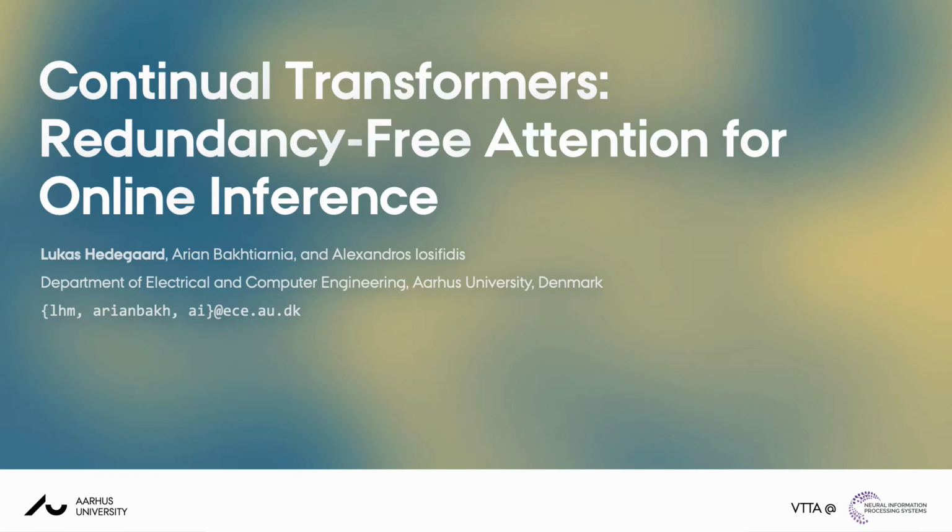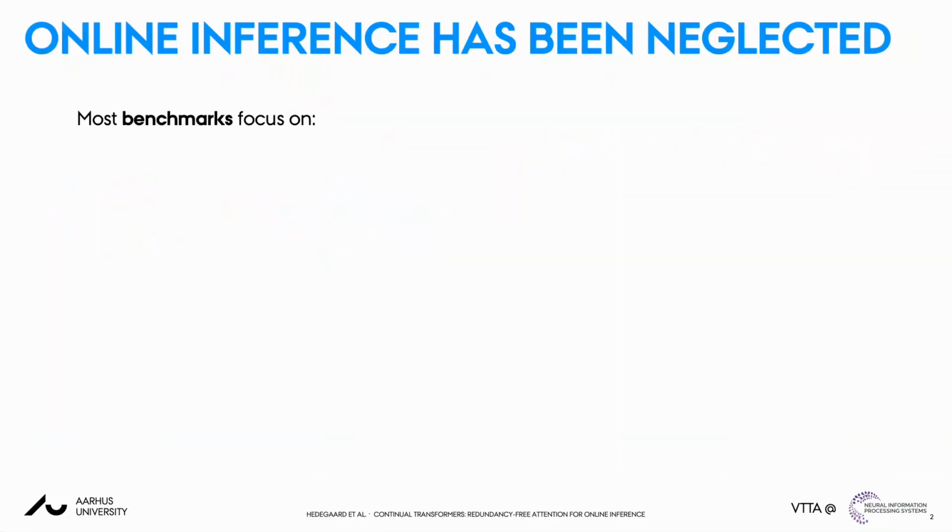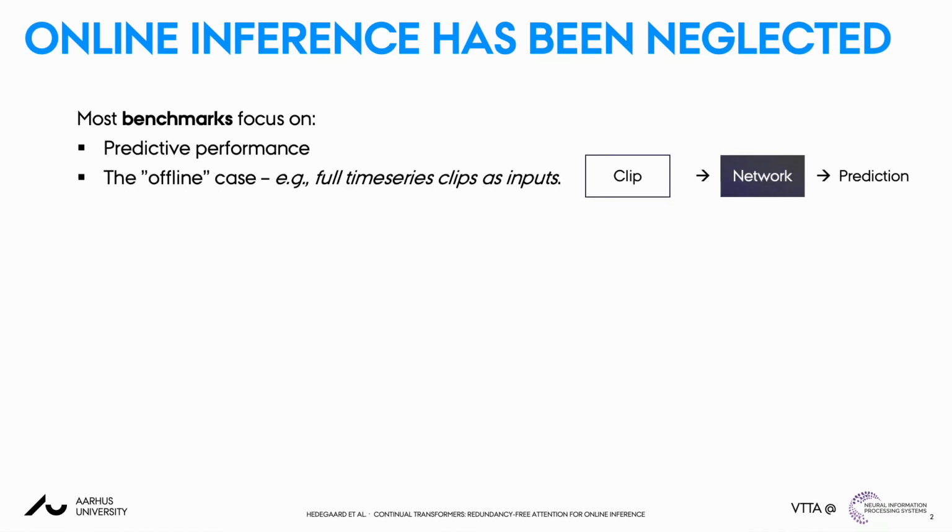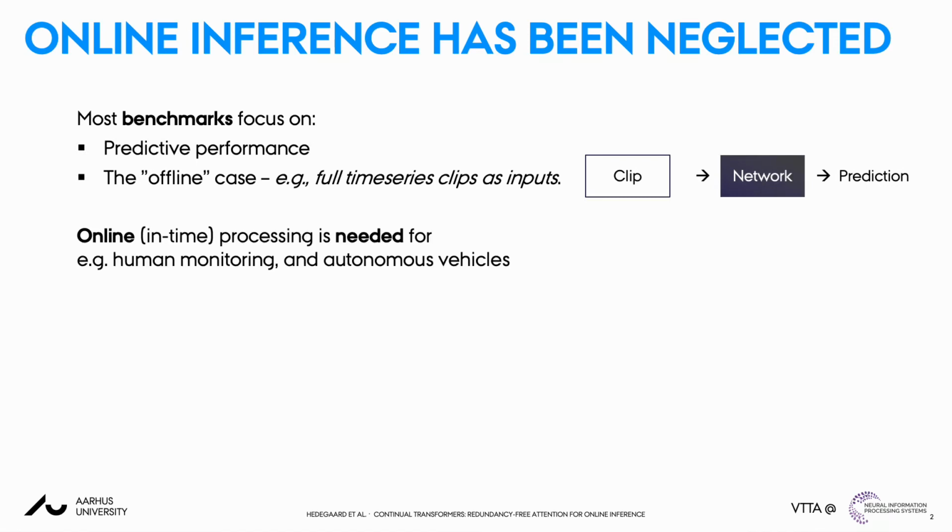This is a presentation of our paper Continual Transformers, redundancy-free attention for online inference. Online inference has been neglected. Most benchmarks in deep learning focus on the predictive performance and the offline case, for instance using full-time series clips as inputs. However, online processing producing in-time results is needed for many use cases such as live human monitoring and autonomous vehicles. But do we really need dedicated architectures, you might ask?